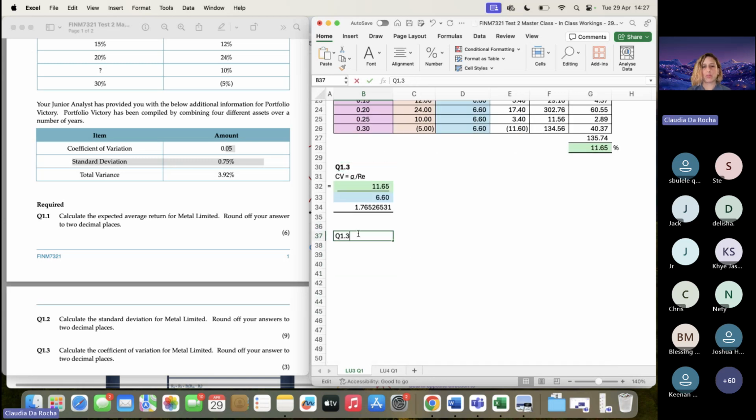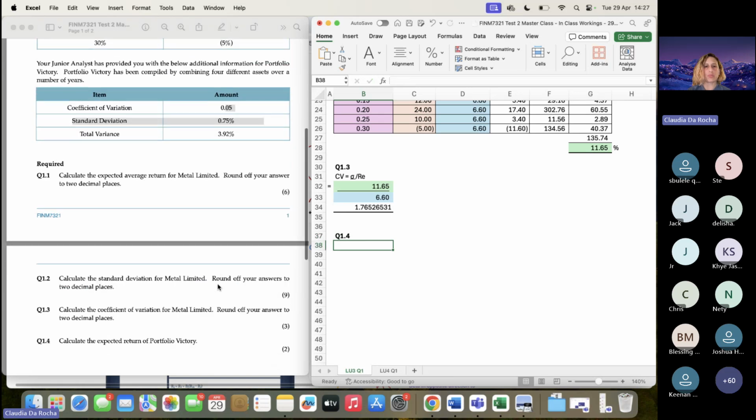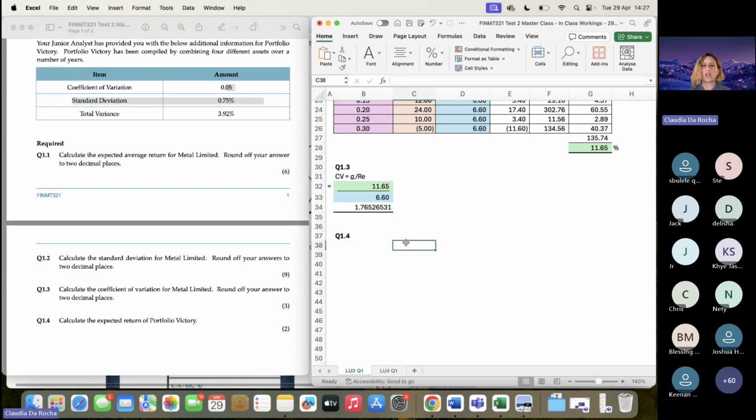So we've got question 1.4. Let me just bring up the question so you can see it. We are literally going to use that same formula. We're just going to manipulate it now because it's asking us to calculate RE. So if we're calculating RE, we are basically saying it's the sigma divided by our coefficient of variation. All I've done is manipulate the formula.